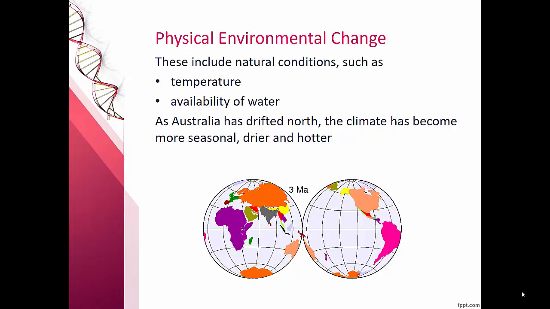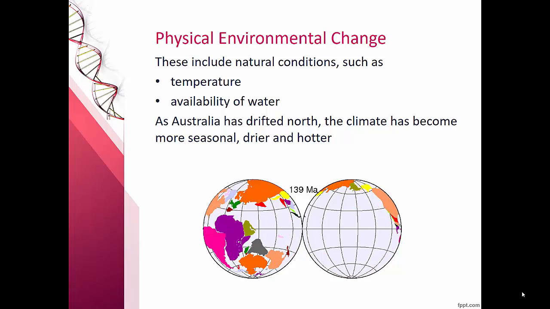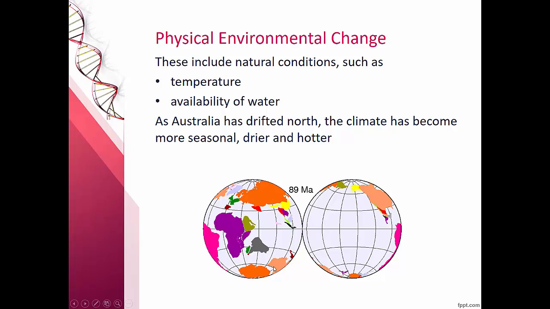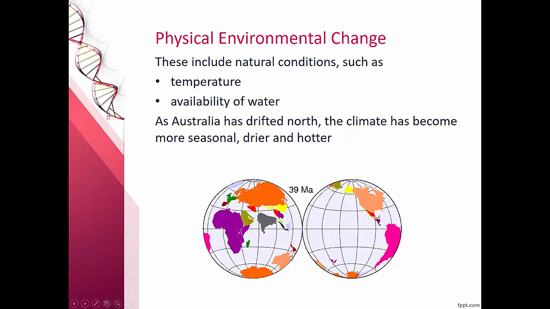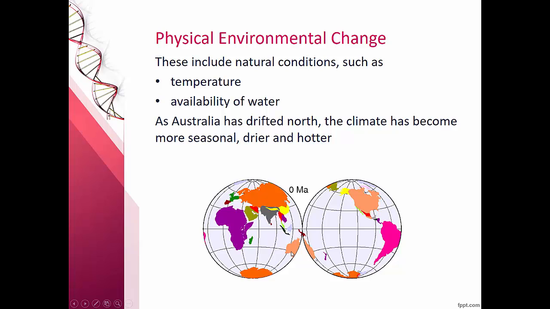So, Australia has drifted north, and the climate has become more seasonal, drier, and hotter. You can see that if we follow, I'll just flick that one through, we can see Australia here. It's slowly drifting north away from the poles. It starts about 25 million years ago. We go on a big march. About 25 million years ago, we marched north, and we're still marching north. But here we are, close to the equator, and significantly drier and hotter than we were before.